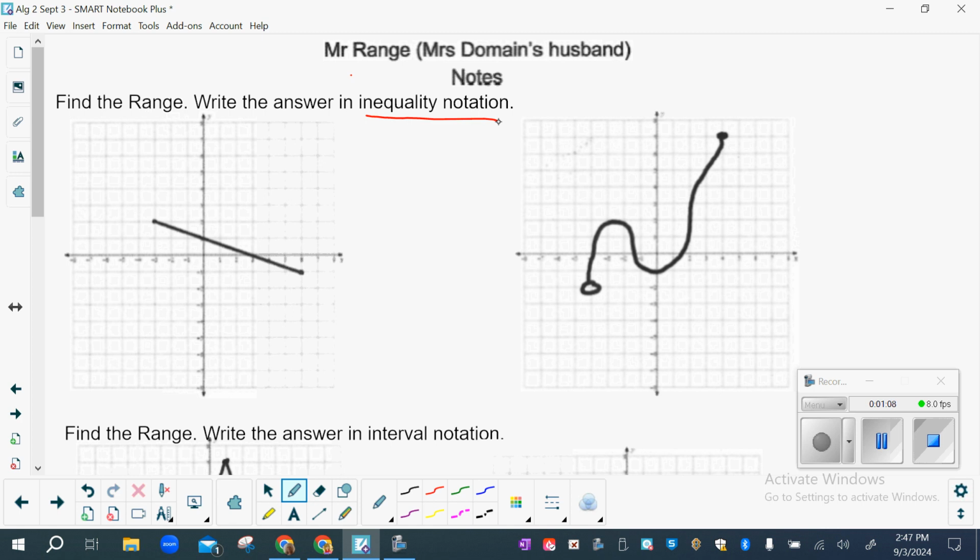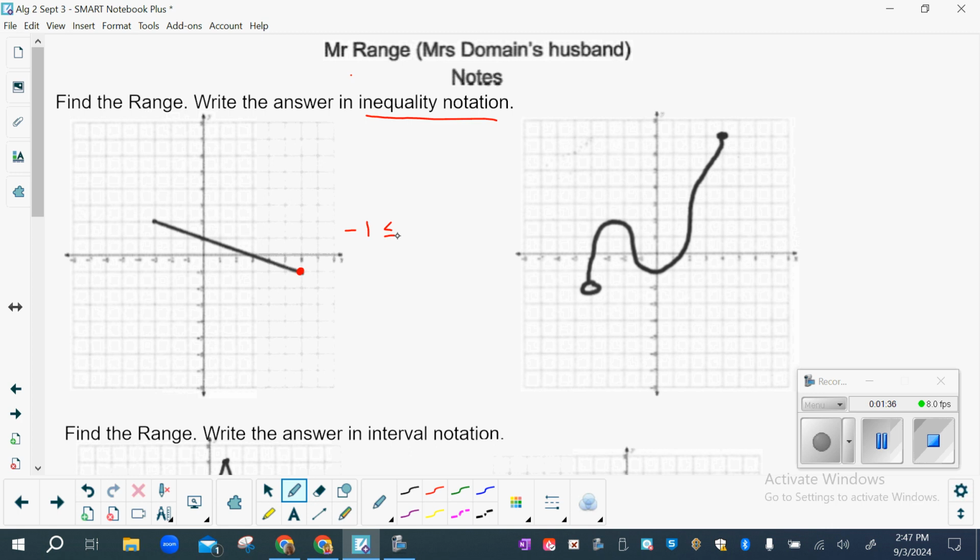So this point here would be our lowest point, right? I think you're thinking of domain. Easy to do. So what's the y value at that point? -1. So is it less than or equal to, or less than? Less than or equal to, because it's a closed circle there. It's including that value.